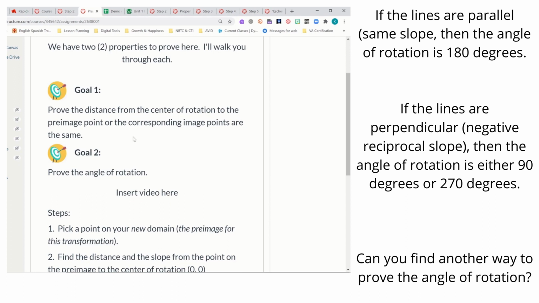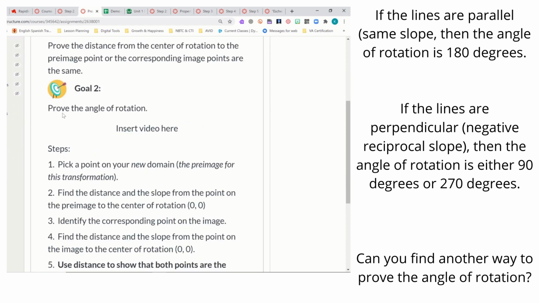In goal 2, you're going to prove that the angle of rotation is your chosen angle of rotation. My chosen angle of rotation was 180 degrees, so I'm going to prove that my angle of rotation is 180 degrees. If you chose 90 degrees, you're going to prove that it's 90 degrees, or prove that it's 270 degrees. How do you do that? We use slope to do that.